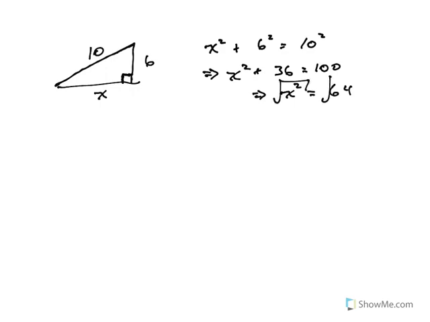Again, I don't want x squared, so I take the square root of both sides, and that tells me x must be 8. So I know the length of this side must be 8. So that's the Pythagorean theorem. If you know two of the sides, you can get the third side quite easily.